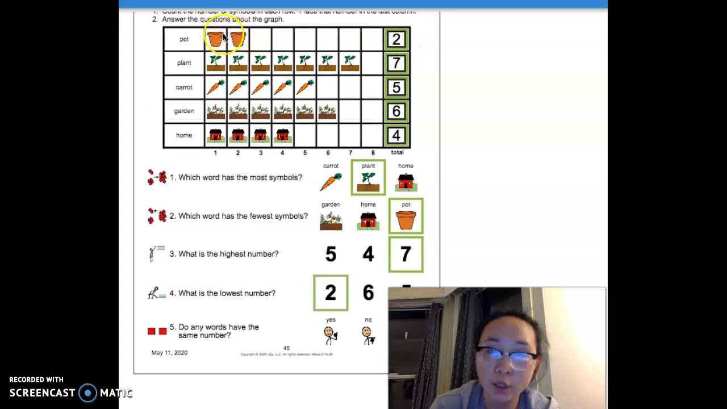There's only 2. Number 5 says, do any words have the same number? Are any of these numbers the same? 2, 7, 5, 6, and 4. Are any of them the same? No. They're all different numbers.